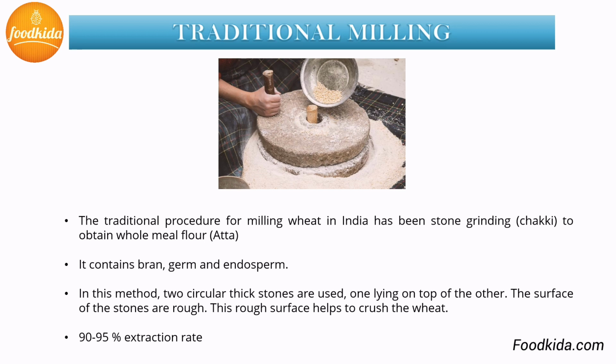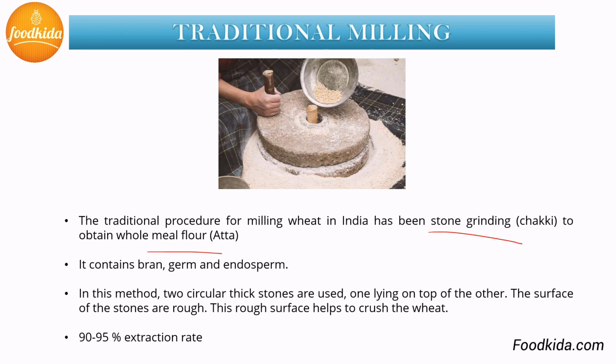Now, wheat milling can either be done by the traditional method of milling or by the modern milling method, that is roller milling. So now the first one is the traditional method of milling. As the name suggests, the traditional method is the method which we have been using since traditional times. And in India, the traditional method of milling wheat is stone grinding, chakki, to obtain whole meal flour, atta. The flour obtained contains bran, germ, and endosperm, all three key edible parts of wheat.